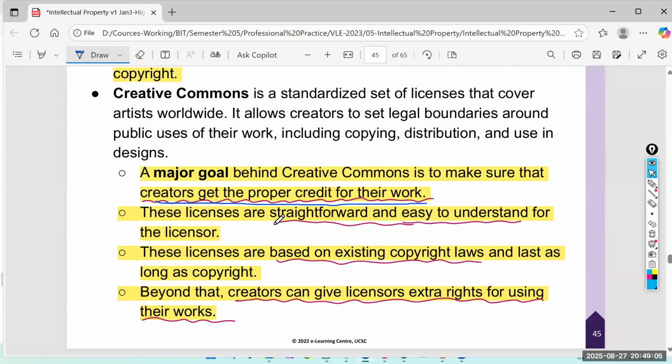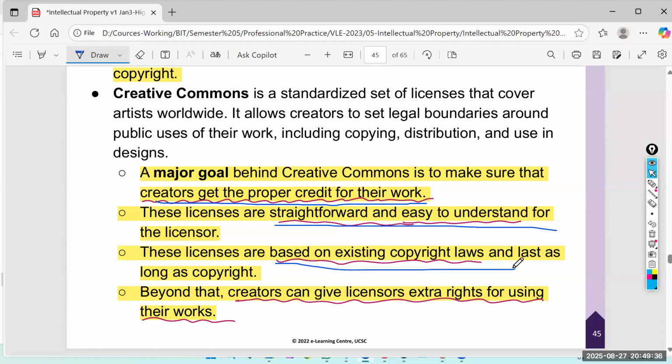And they wanted to make it very straightforward and simple, easy to understand by anyone. So then someone can't say, I never thought of violating copyrights. That is why Creative Commons licenses are very self-descriptive. Mostly we use symbols, pictures. And Creative Commons licenses are based on existing copyright laws. So therefore it's not violating the existing laws.